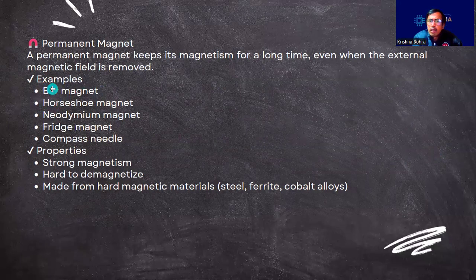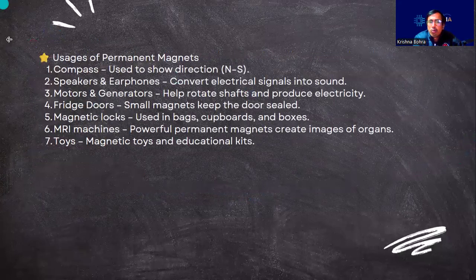So here are some examples. So from here you can state a definition. A permanent magnet keeps its magnetism for a long time, even when the external magnetic field is removed. Examples are bar magnet, horseshoe magnet, etc. We have understood some of them in the initial time. So the properties: it has strong magnetism, it is hard to demagnetize, and it retains its magnetism for a longer time, made from magnetic materials like iron, ferrous substances, or cobalt.